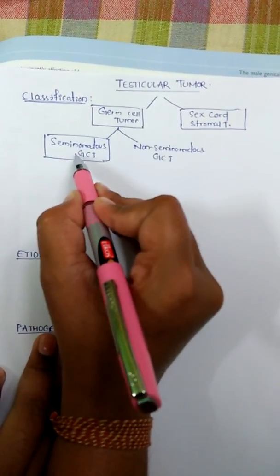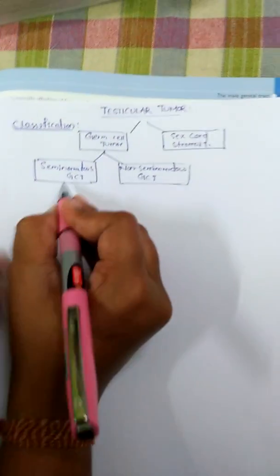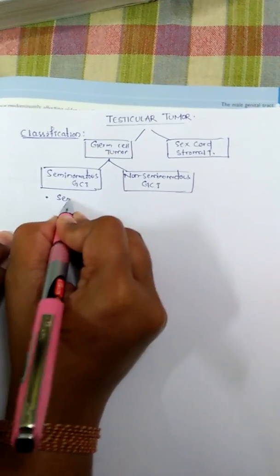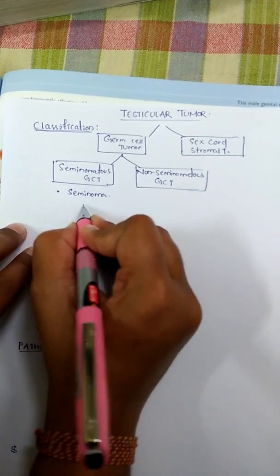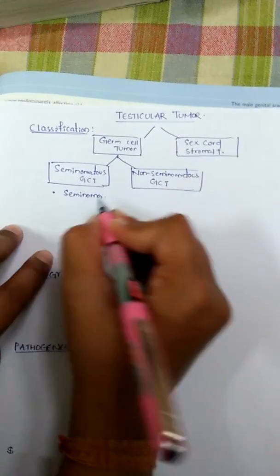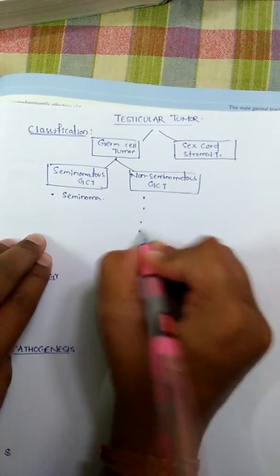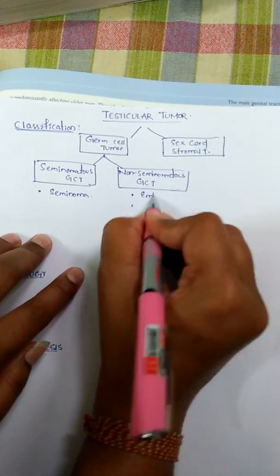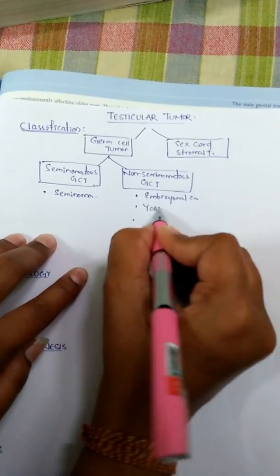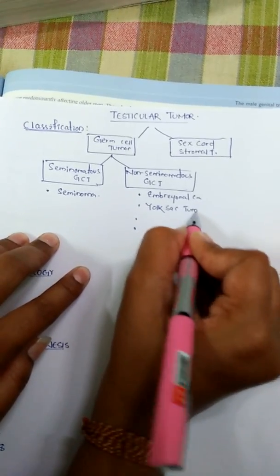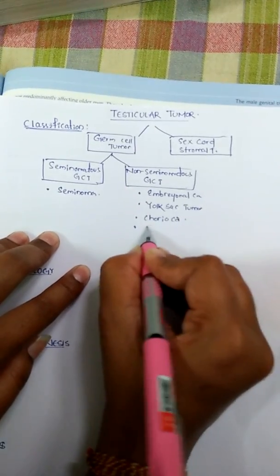Germ cell tumor is divided into two categories, seminomatous germ cell tumor and non-seminomatous germ cell tumor. The seminomatous germ cell tumor includes seminoma, which is further subclassified. Under seminoma, I will be discussing the classification of seminoma. The non-seminomatous germ cell tumor includes four types of tumor: embryonal carcinoma, another is the yolk sac tumor, the third one is the choriocarcinoma, and the fourth one is the teratoma.